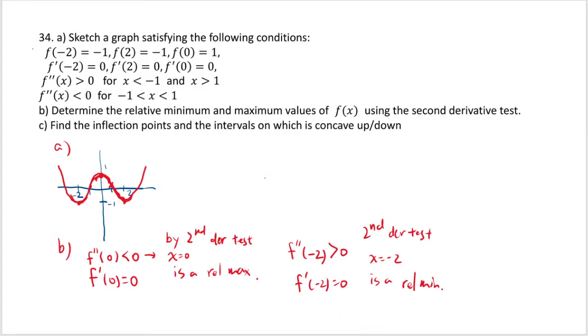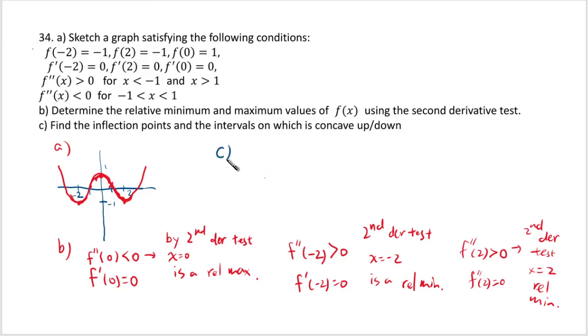And then finally, f double prime of 2 is also greater than 0, and f prime of 2 is 0. So this means the second derivative test says x equals 2 is a relative minimum. Okay? So these are all the conclusions you can draw from the second derivative test.